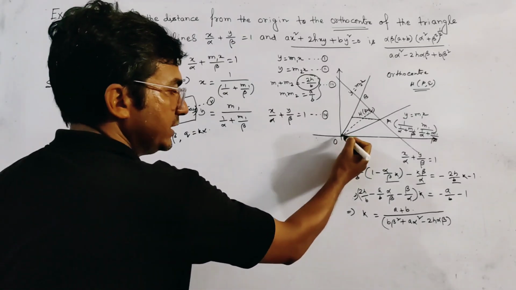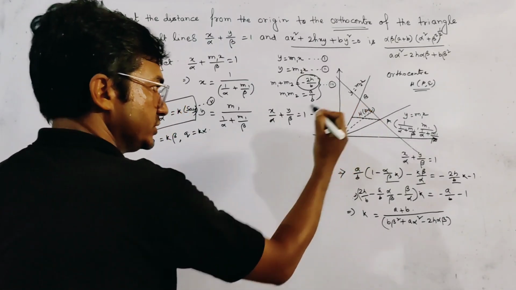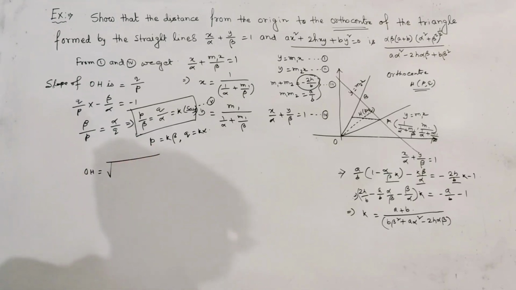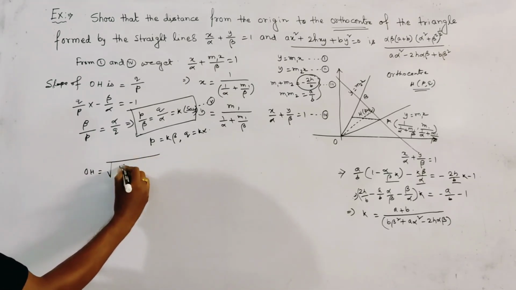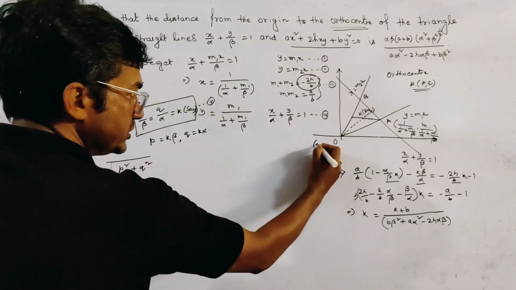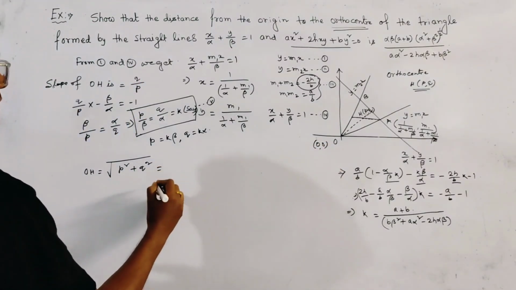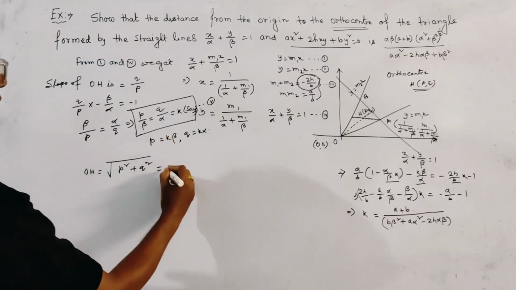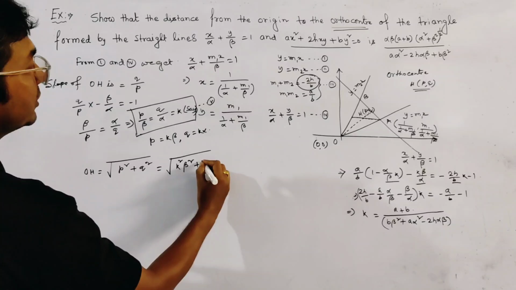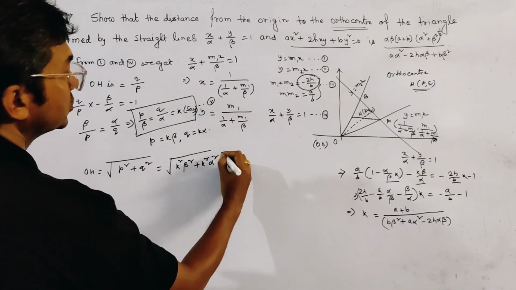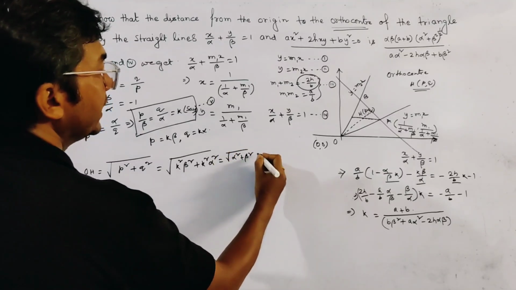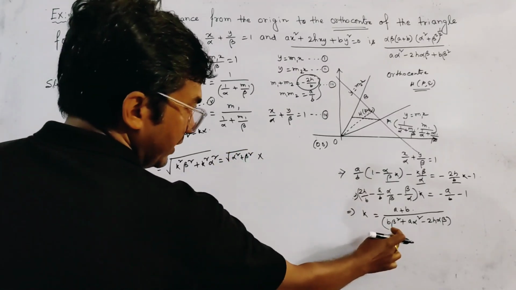That is, we have to find the value of the distance OH. Now OH is given by root under p square plus q square. Okay, because this is the origin 0 0. And now putting the value of p and q, we get, this is k square beta square plus k square alpha square. So we get root under alpha square plus beta square into k. And what is the value of k? This is the value of k.